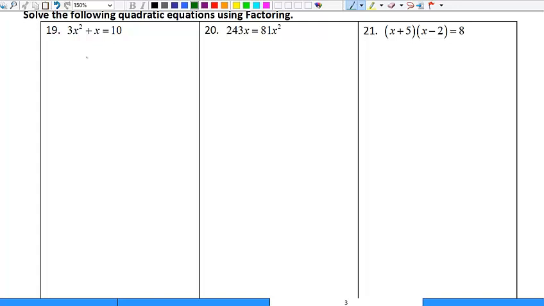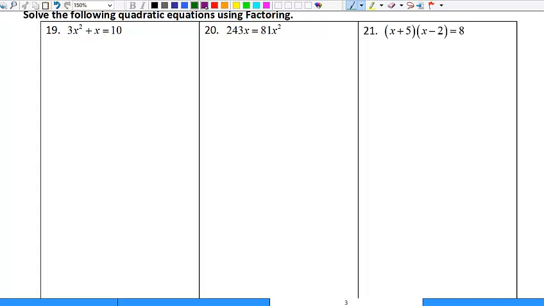On this next set of problems, it says to solve the following quadratic equations using factoring. Now notice all the ones that we just completed were just factoring problems, meaning it started as an expression, no equal sign, and ended as a factored expression, again no equal sign. This one starts with an equal sign, and although we are going to factor it in the middle of the problem, the solution to an equals problem is like x equals something at the end, okay?